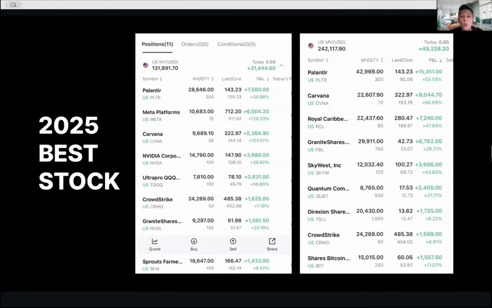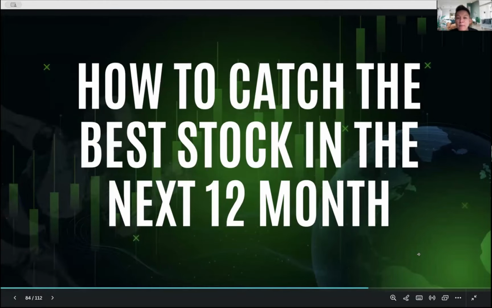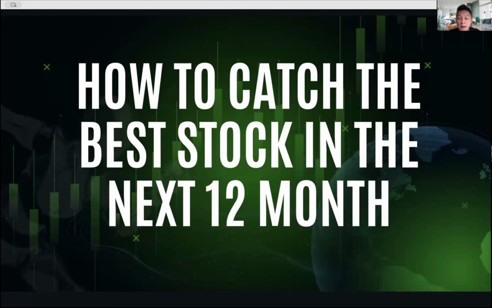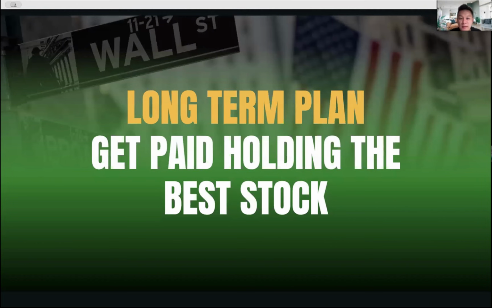Okay. The goal is to build what we call an all green portfolio, with all the best and most profitable stocks out there, and to learn how to catch the best stocks in the next 12 months. Warren Buffett said if you don't find a way to make money while you sleep, you will work until you die. So the long-term plan is to get paid holding the best stocks.